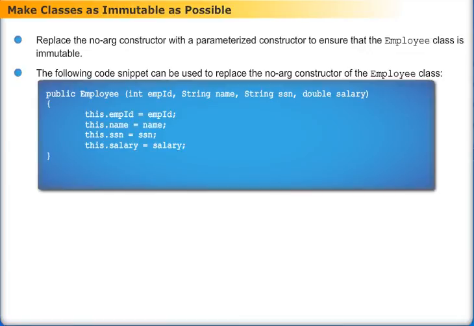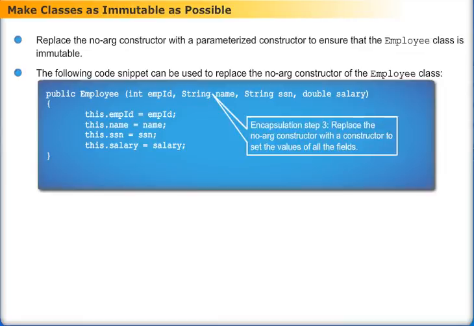In a scenario where the user of your class could pass null values, you need to determine if you want to check for this in your constructor. Removing the setter methods and replacing the no-arg constructor also guarantees that an instance of Employee has the immutable employee ID and social security number fields.